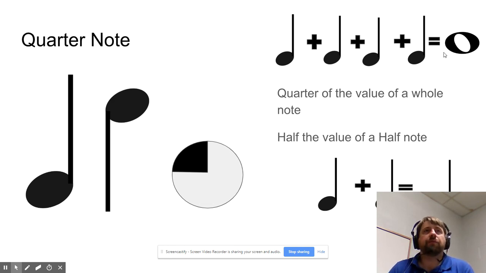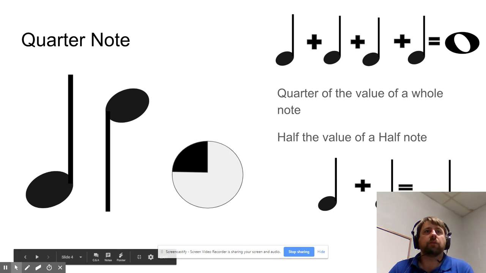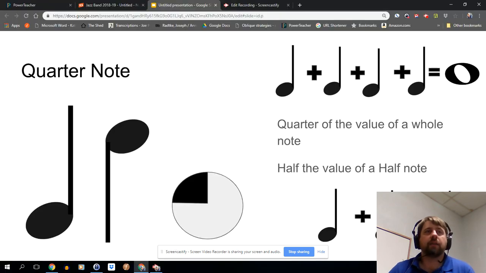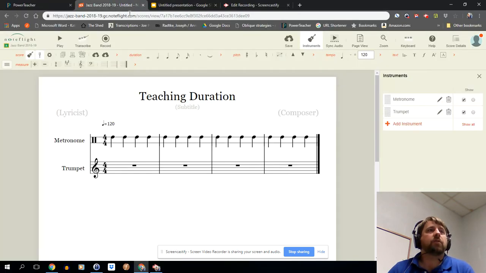Okay, so this equals 4, this equals 2, and this equals 1. 1 plus 1 equals 2. 1 plus 1 plus 1 plus 1 equals 4. So hopefully I still have you. Hopefully you get that. So now we're going to go look at some music.